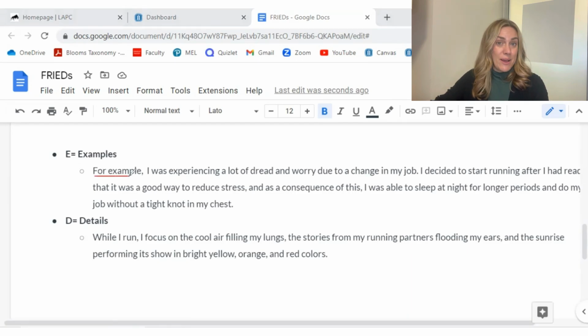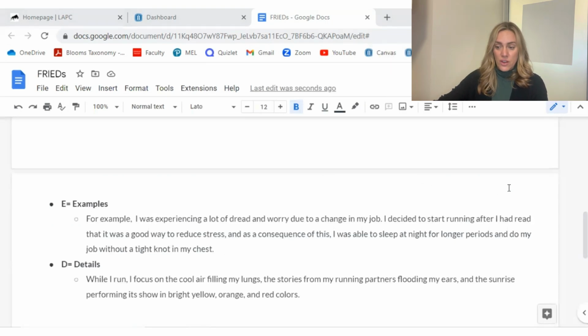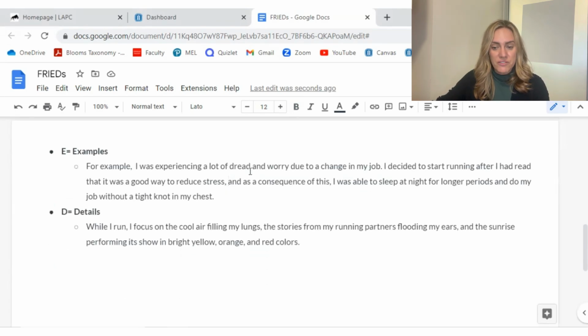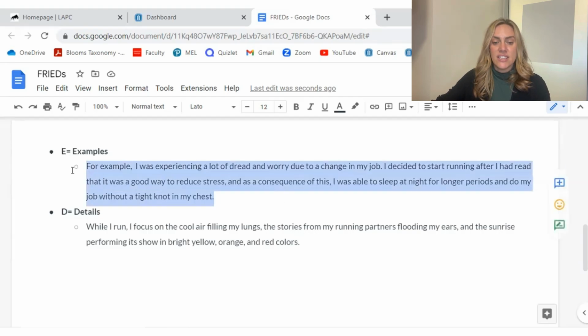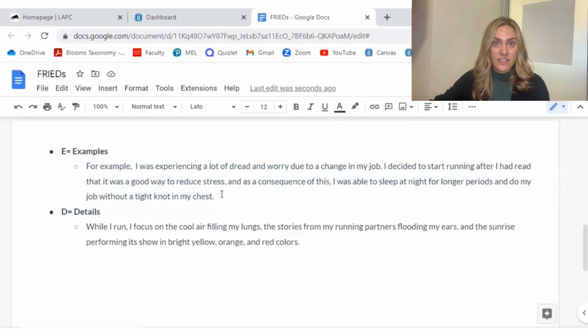So, for example, I was experiencing a lot of dread and worry due to the change in my job. I decided to start running after I had read that it was a good way to reduce stress, and as a consequence of this, I was able to sleep at night for longer periods and do my job without a tight knot in my chest. This is an example from the writer's life. So this would be a great way to develop the topic sentence.